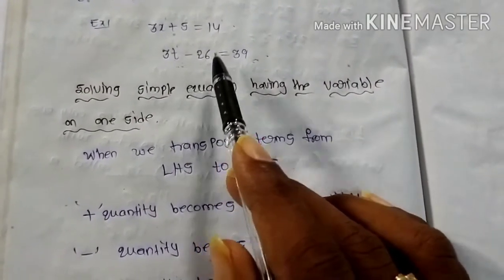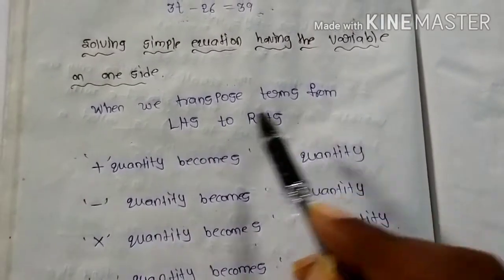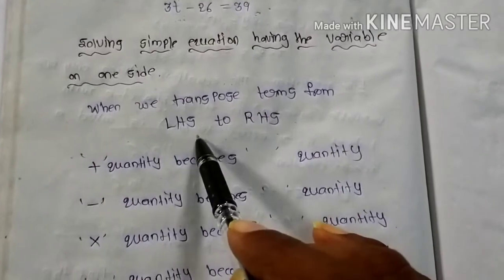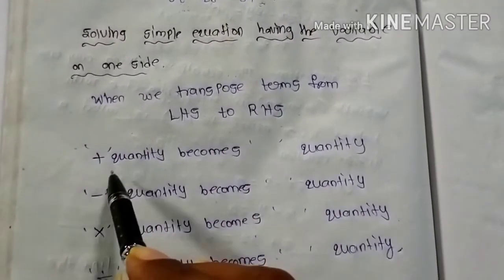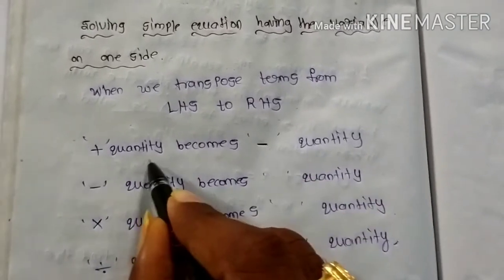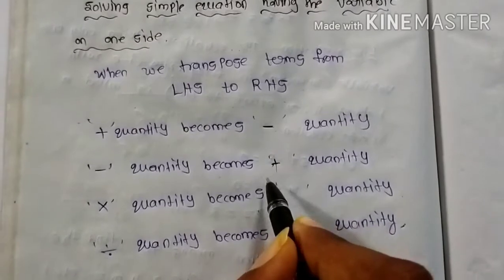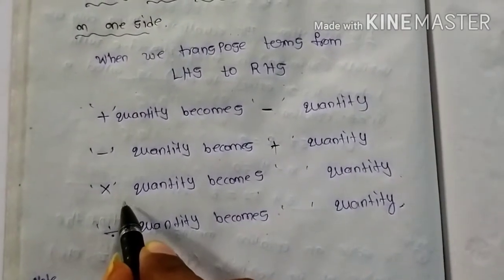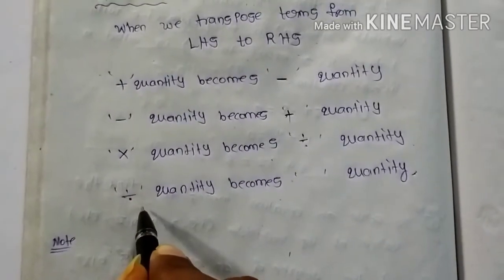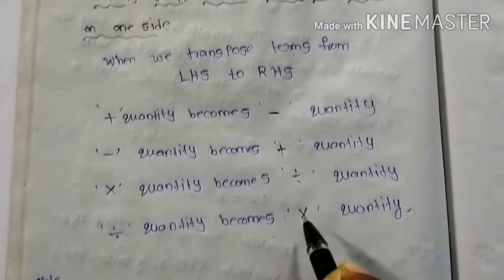So we need to follow some guidelines. When we transpose terms from LHS to RHS, you can remember here, plus quantity becomes minus quantity. Plus will become minus. If it is minus, it will become plus only. If it is multiplication, it will become division. If it is division, the quantity will become multiplication.